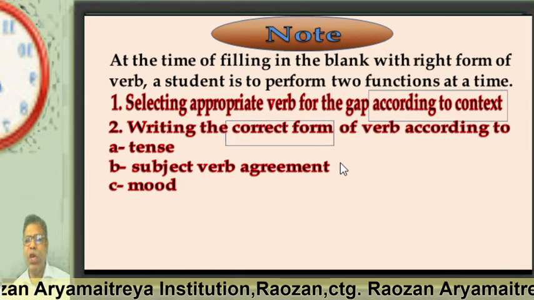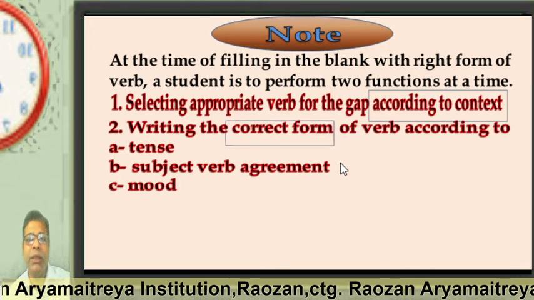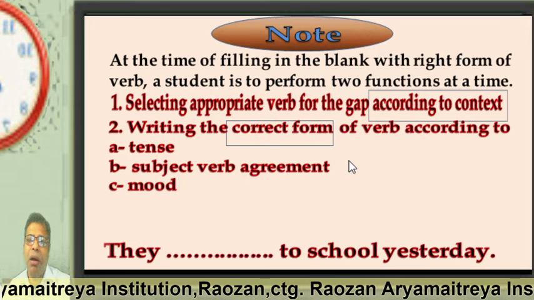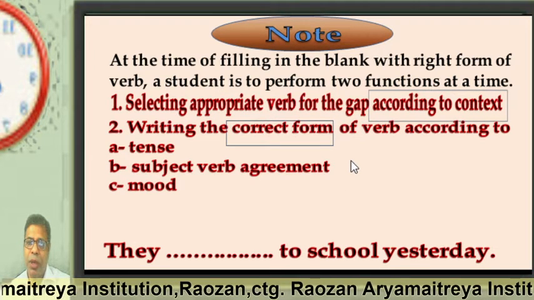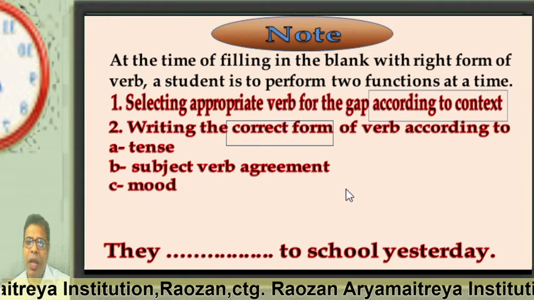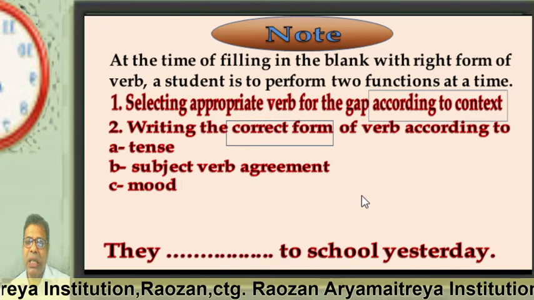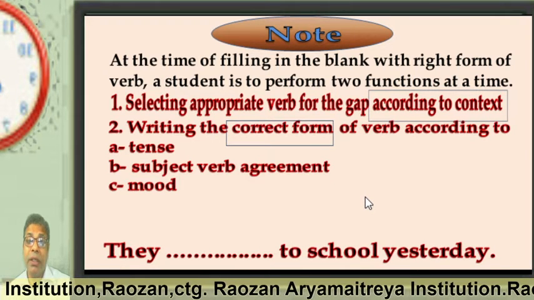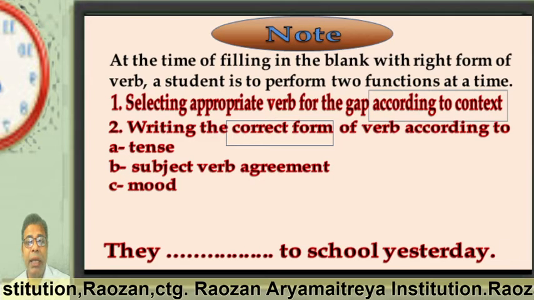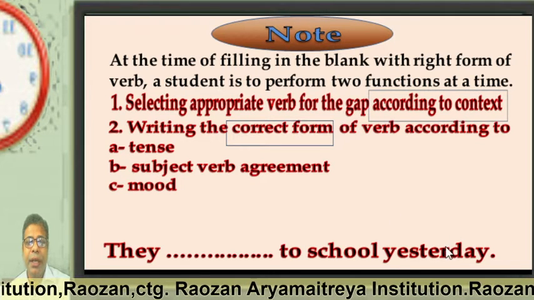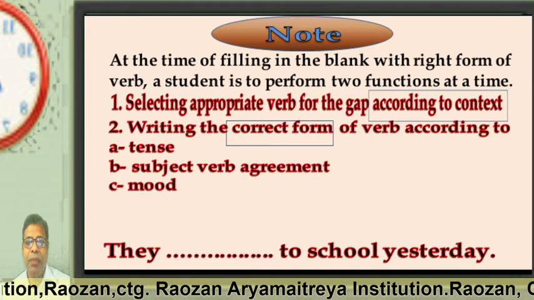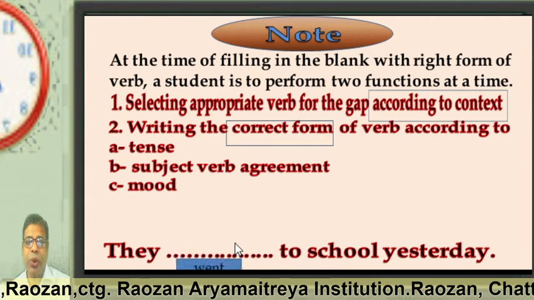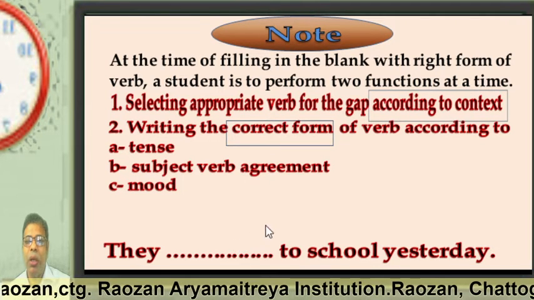These two things you need to keep in mind when you are going to fill in the right form of verbs. I have written a sentence for you. They went to school yesterday. So what will be the correct form of verb? There is a yesterday, isn't it? Yesterday indicates past. That's why they went to school yesterday.